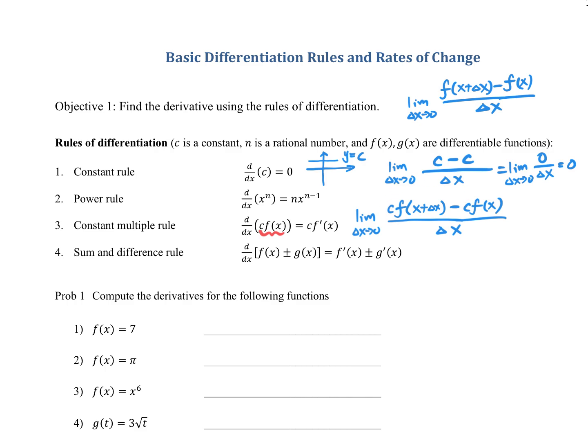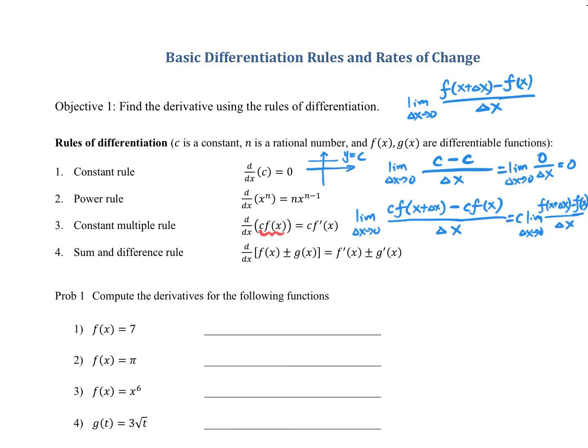We can see that in the numerator, we can factor out a c, and because this is a limit, we can continue to factor out the c outside the limit sign. So therefore, we have c times the limit as delta x approaches 0 of f of x plus delta x minus f of x, over delta x. And this is exactly f prime. This is the definition of f prime. So therefore, the derivative of c times f is equal to c times f prime.